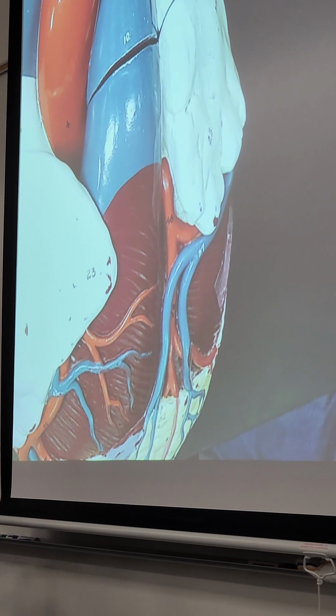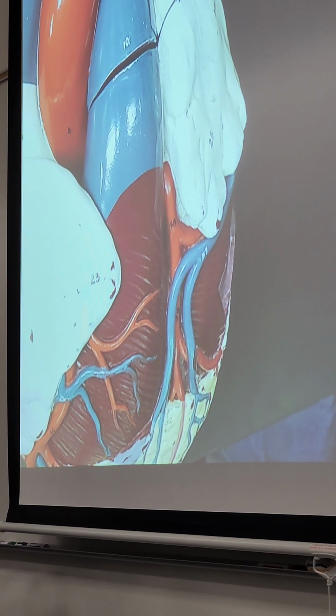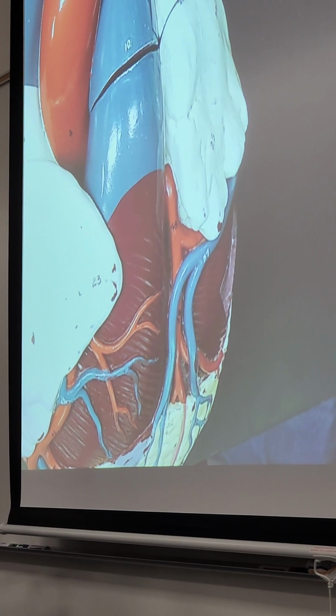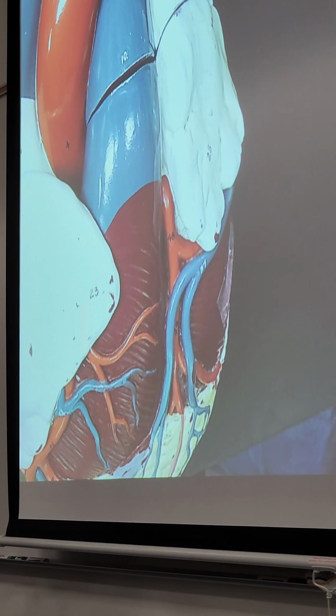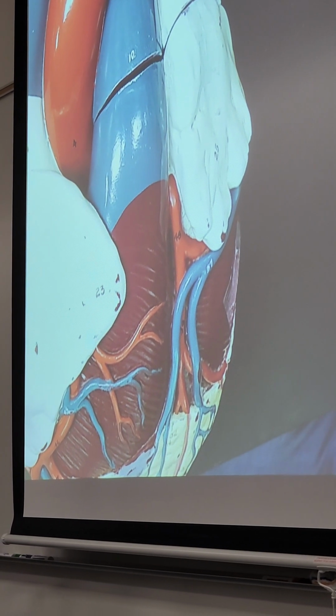But you are not required to distinguish right coronary from left coronary and their branches like anterior interventricular and circumflex. All these, they are going easy on you. Okay? So that is this heart.